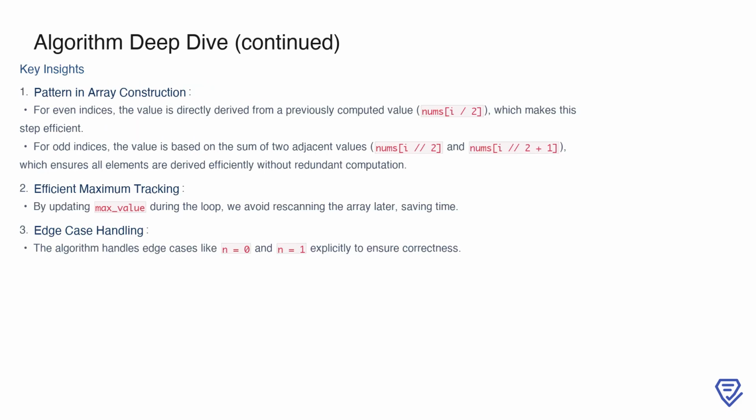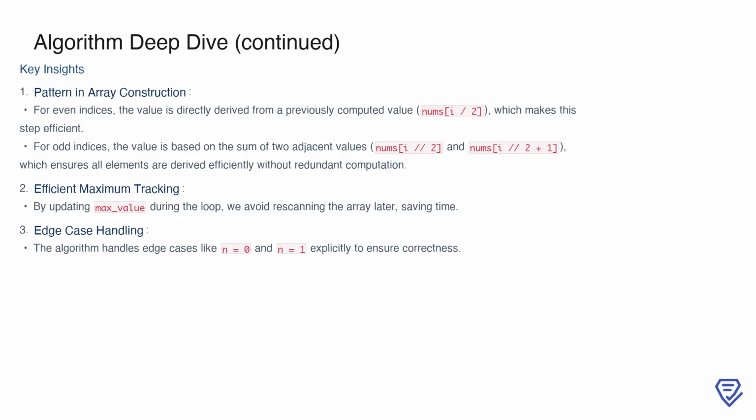There are a few key insights that make this approach efficient. First, the pattern in how the array is constructed allows us to derive each value based on previously computed values. For even indices, the computation is particularly straightforward, as it directly reuses a value from an earlier index. For odd indices, the use of two adjacent values ensures no redundant calculations.